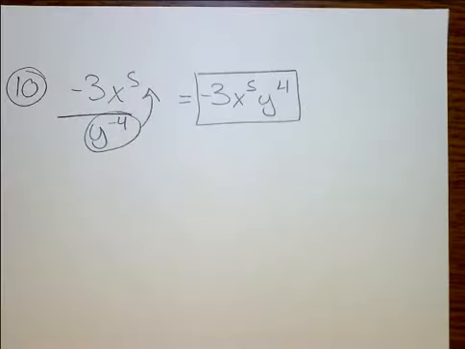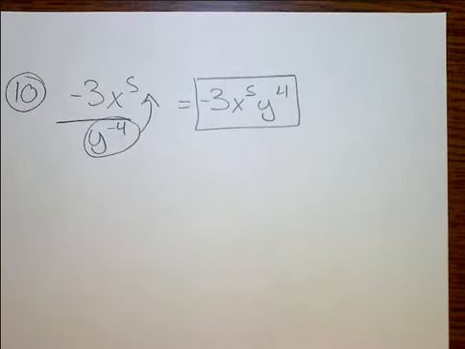So the main idea is you can never have a negative exponent. If the negative exponent's on the top, you'll move it to the bottom. If it's on the bottom, you move it to the top and make it positive. So make sure in your final answers you should never have negative exponents.